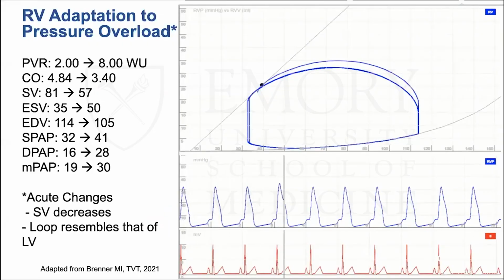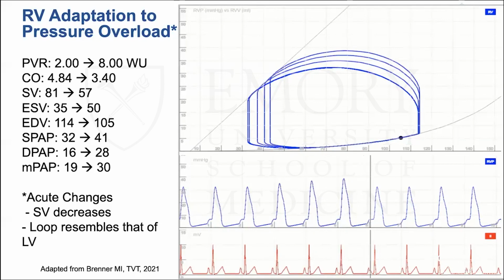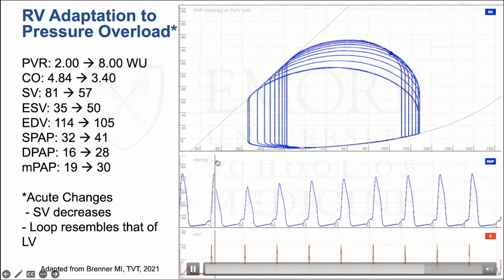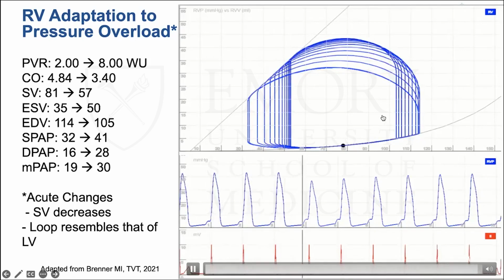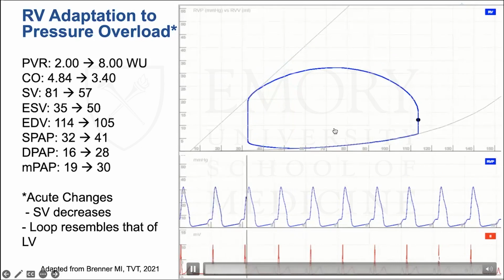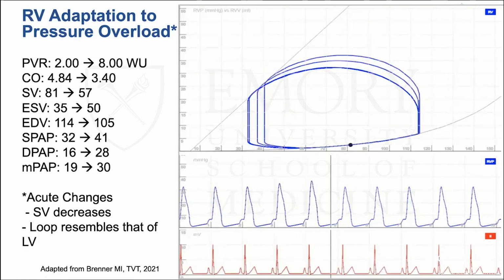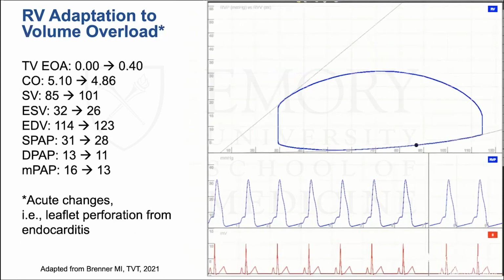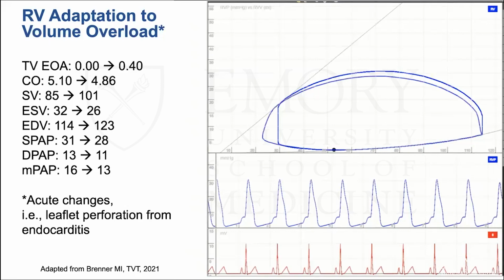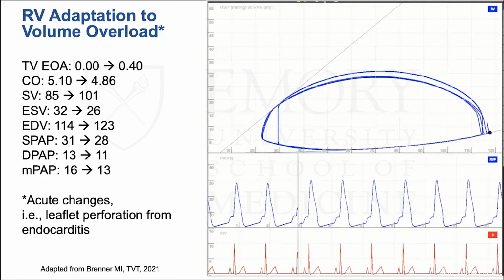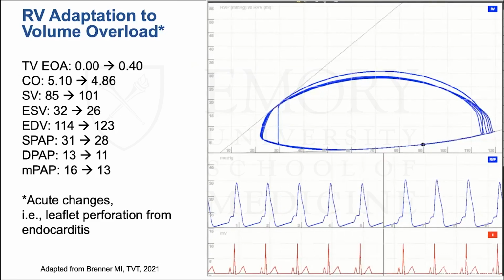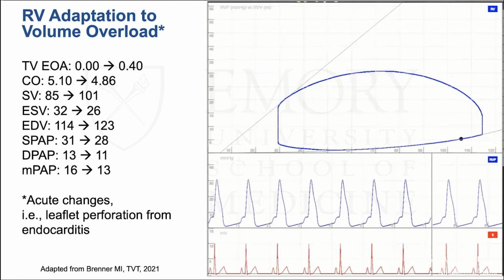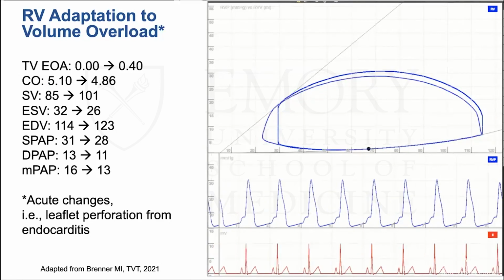This figure here shows adaptation of the right ventricle to pressure overload. So if you increase PVR from 2 to 8 Woods, you would see that the RV PV loop actually starts to look like an LV PV loop. The stroke volume decreases and the pulmonary artery systolic pressure increases. Whereas in volume overload, let's say you subject the RV to acute tricuspid regurgitation, you would see that the width of the pressure volume loop increases and there is blunting of the isovolumetric relaxation and contraction phases. The PA pressures would drop.